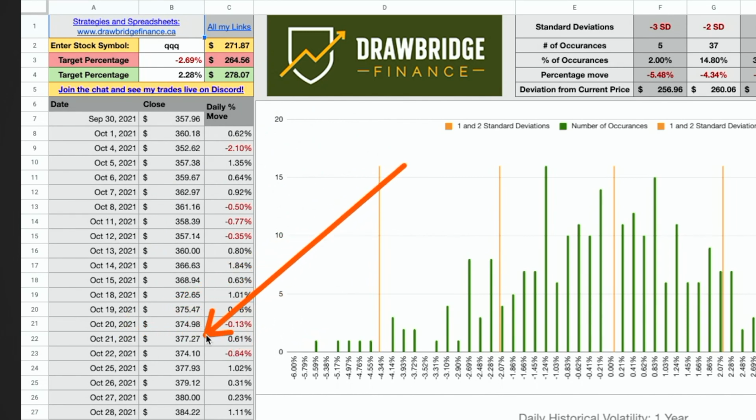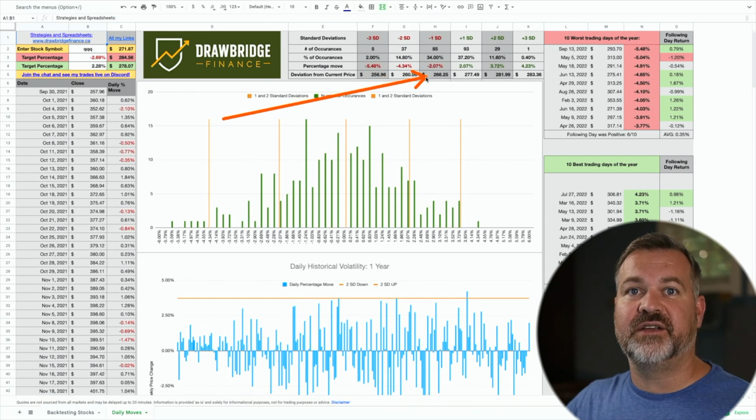If we look at October 21st, the closing price was $377. The following day on October 22nd, the closing price was $374, or a move of 0.84% to the downside. So that's what we're using. We're looking at the previous day close, and then it's giving us some numerical values of saying, well, what would a 3 standard deviation, 2 standard deviation be, 1 standard deviation, etc.